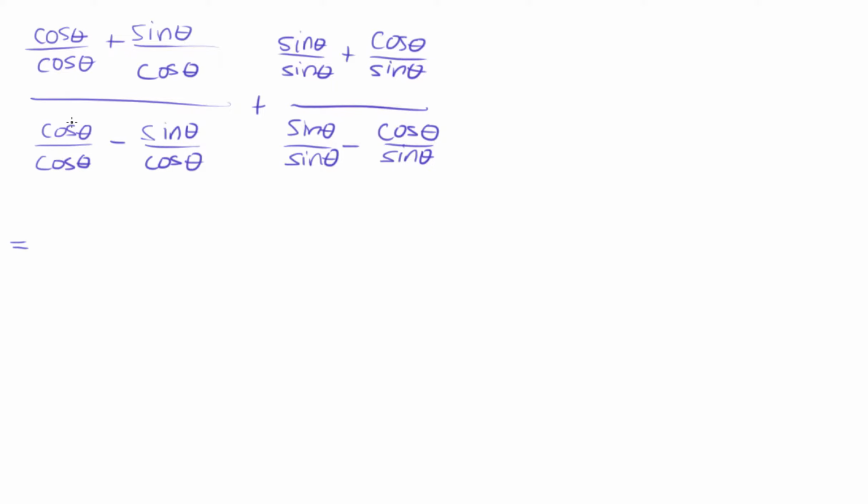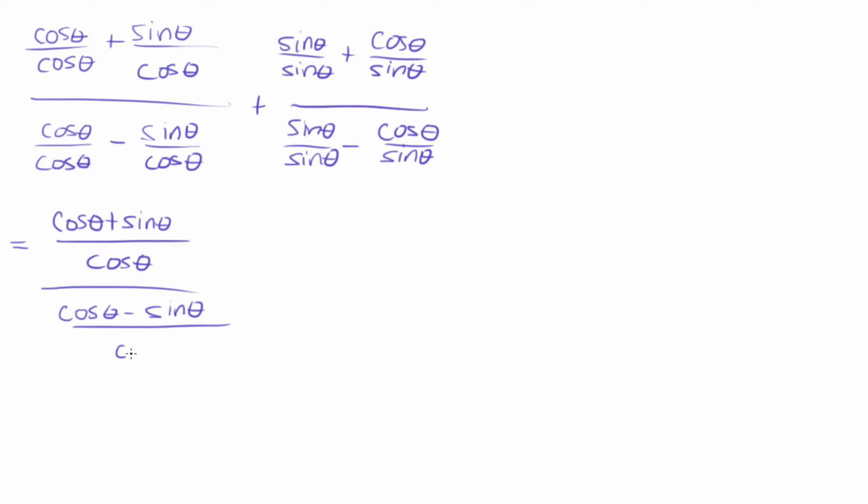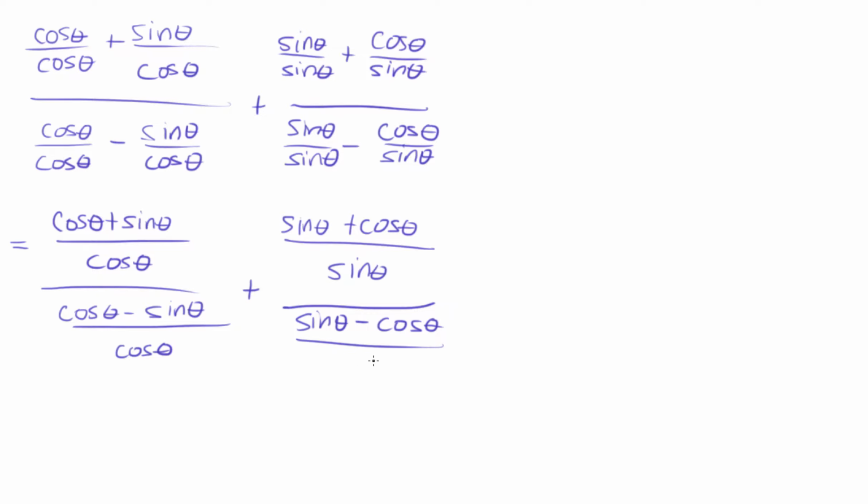That's the purpose of finding the common denominator. So cosine plus sine over cosine, that's the top numerator. And then cosine minus sine over cosine, and plus sine plus cosine over sine, and then sine minus cosine over sine.